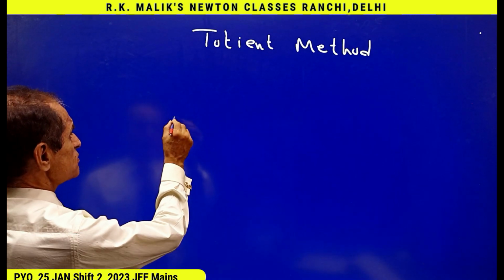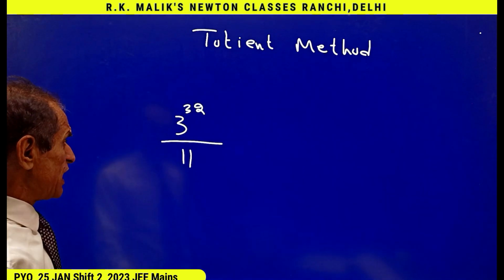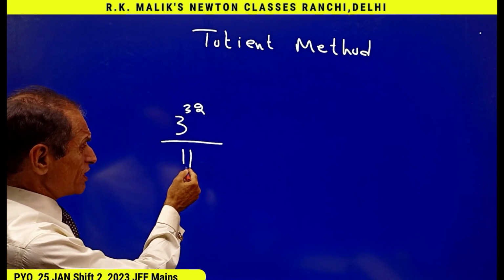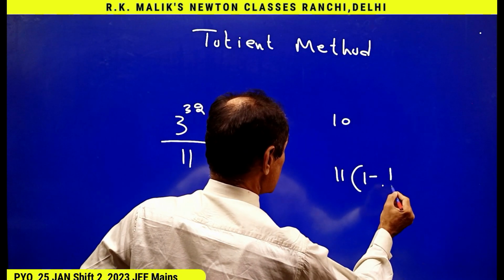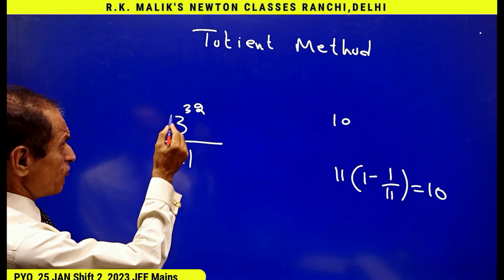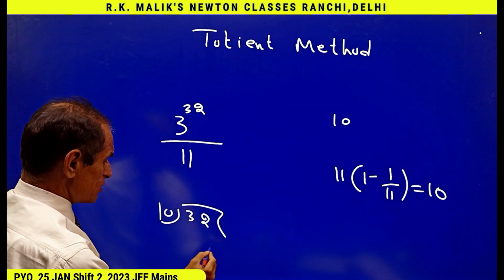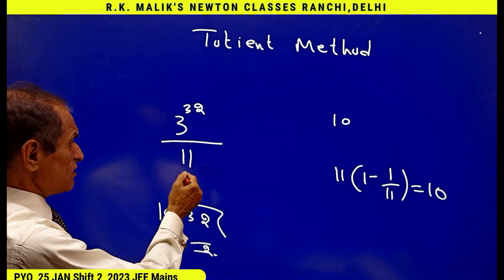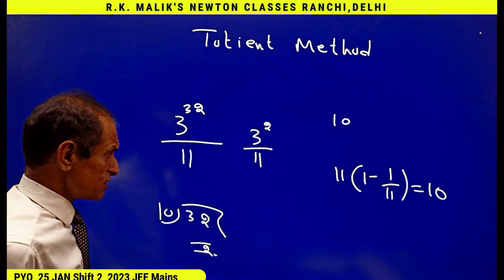One more example, say 3 to the power 32 is written and we have to find when it is divided by 11, what will be the remainder. It is clear that totient of 11 is 10 because 11 into (1 minus 1 by 11) is 10. And now divide the power by totient, that is 32 divided by 10, remainder is 2. Therefore, I can say remainder in this case and remainder in the case of 3 to the power 2 upon 11 will be the same.